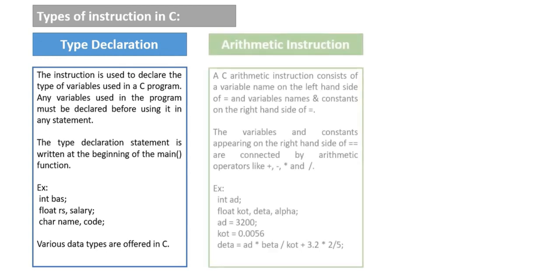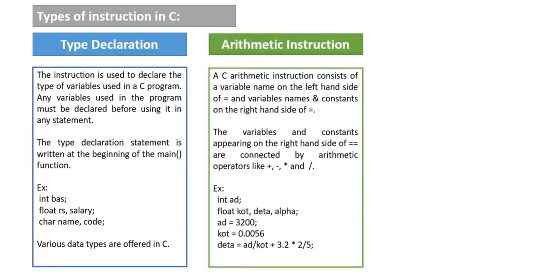Next is the arithmetic instruction. A C arithmetic instruction consists of a variable name on the left hand side of equal to, and variable names and constants on the right hand side of equal to. The variables and constants appearing on the right hand side are connected by arithmetic operators like plus, minus, multiplication, division. Let's understand with an example.